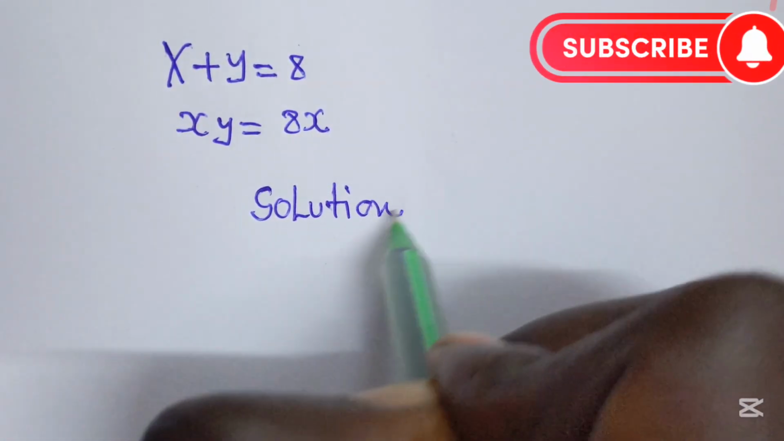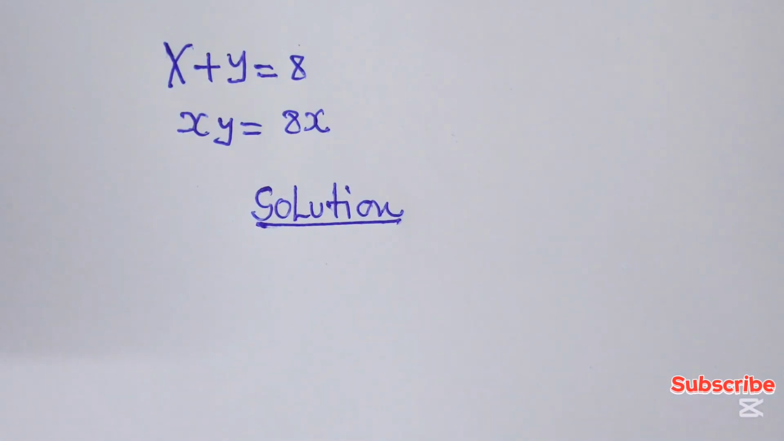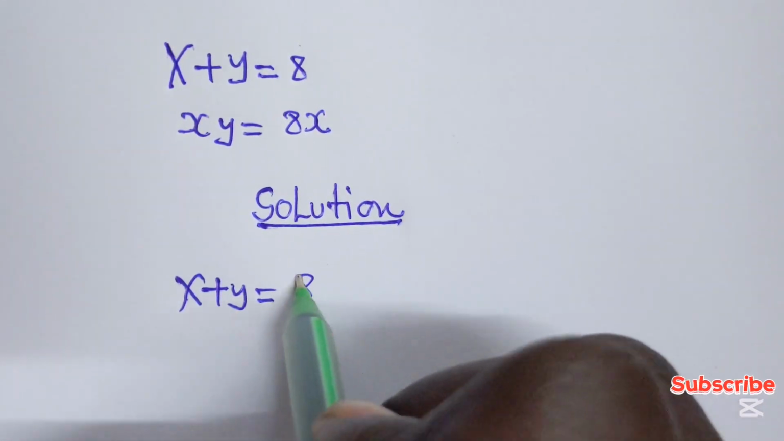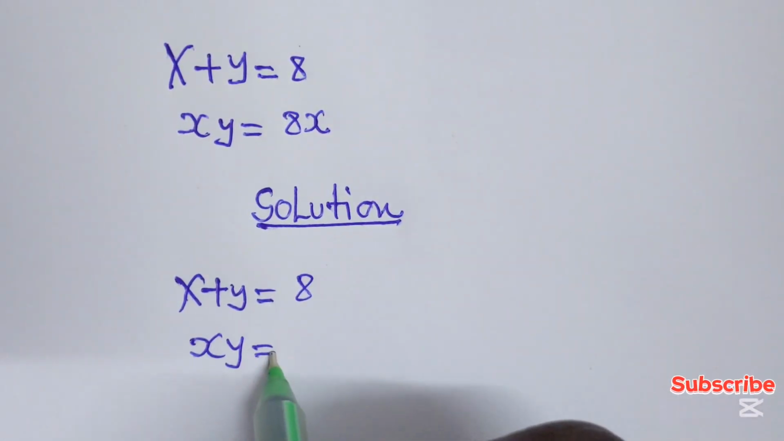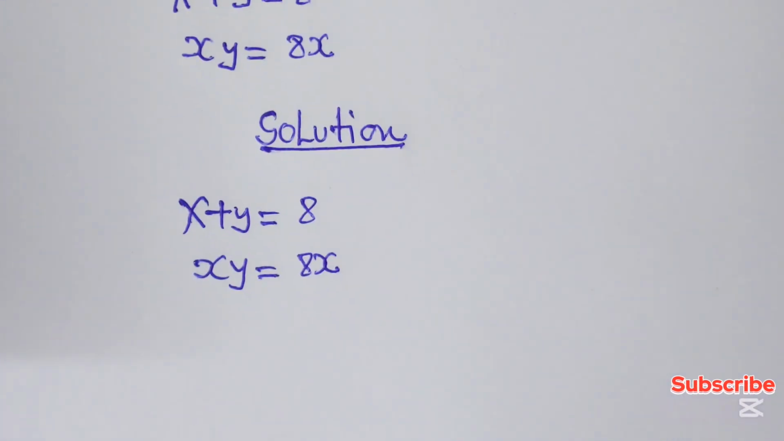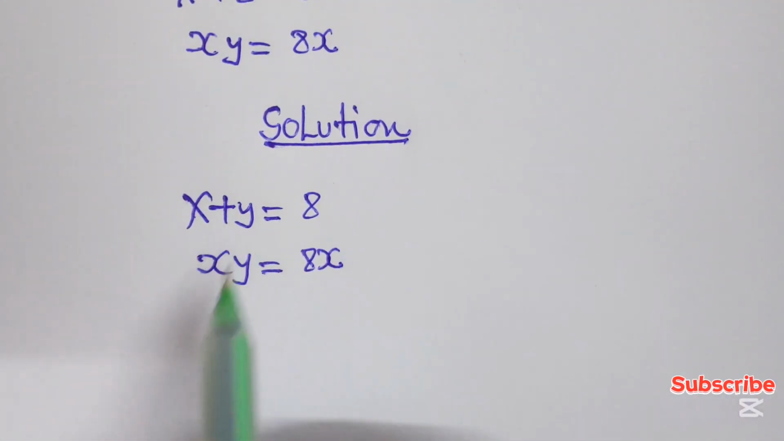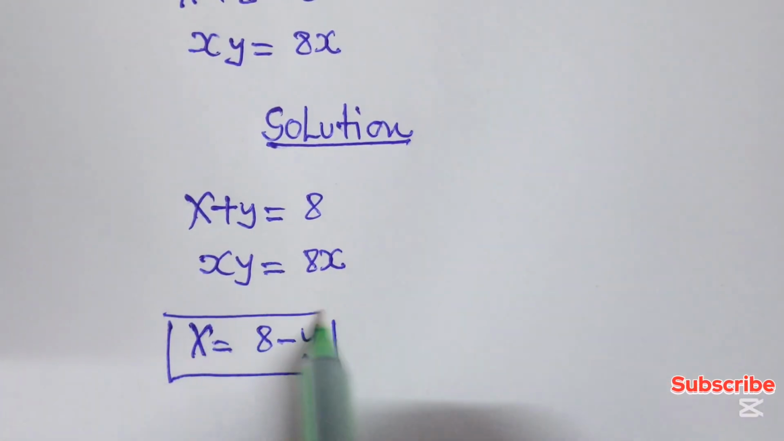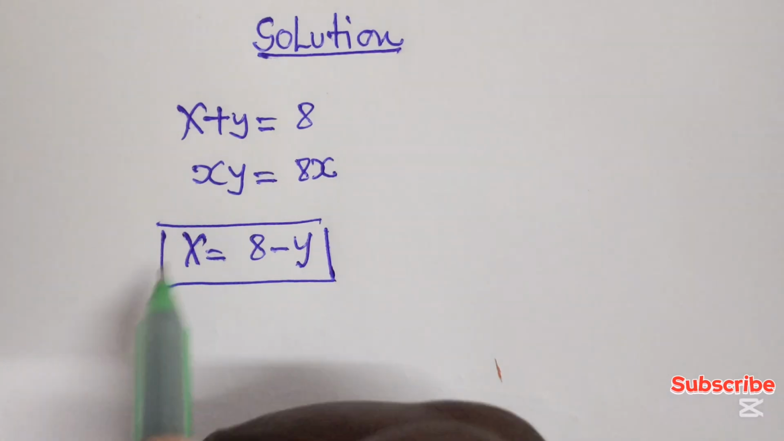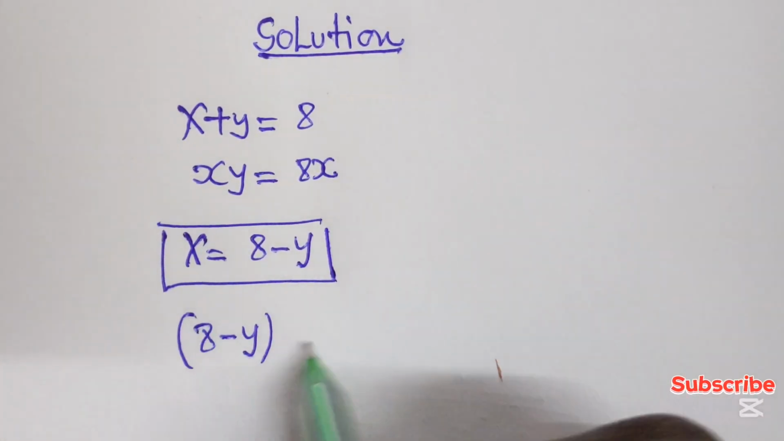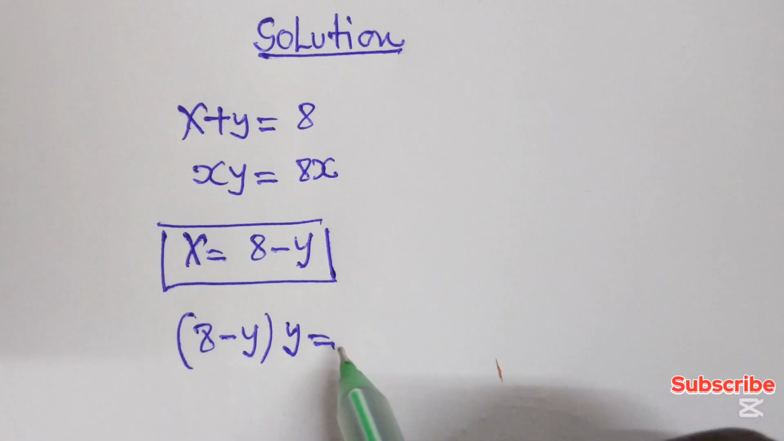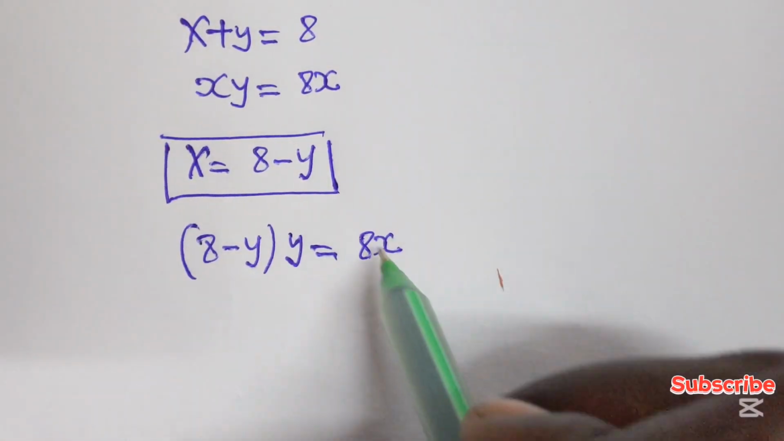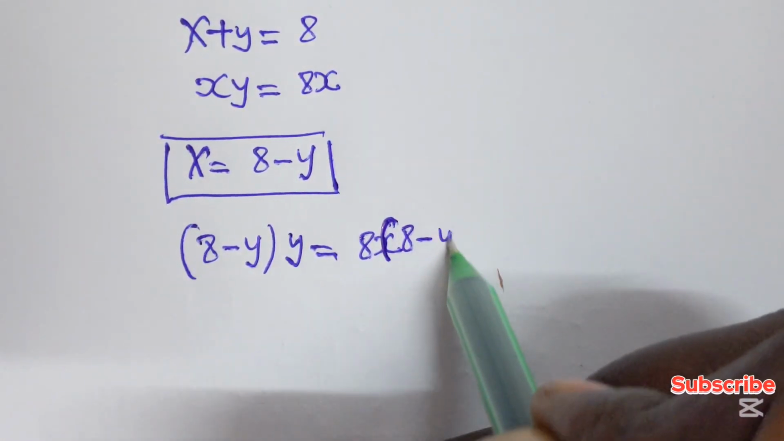Let's provide a solution. Here I have given simultaneous equations, where the first equation is x plus y equals 8, and the second equation is xy equals 8x. We can find x in terms of y to get 8 minus y. After replacing it in the second equation, we get (8 minus y) times y equals 8x, and x is equal to 8 minus y also.